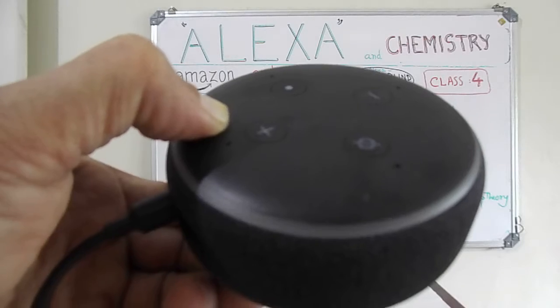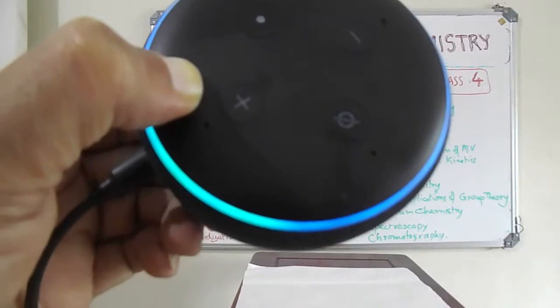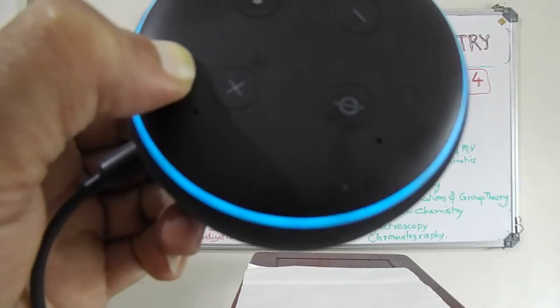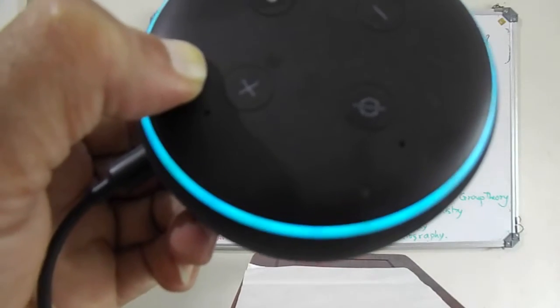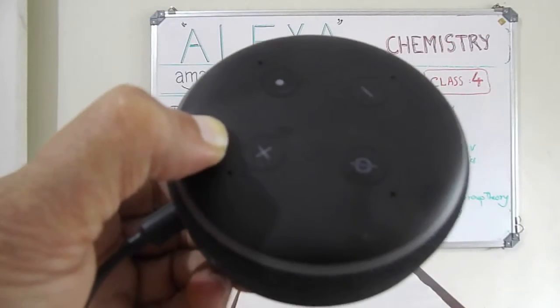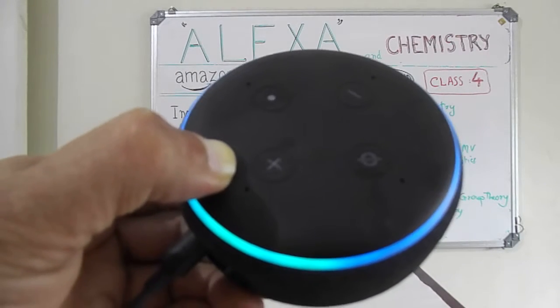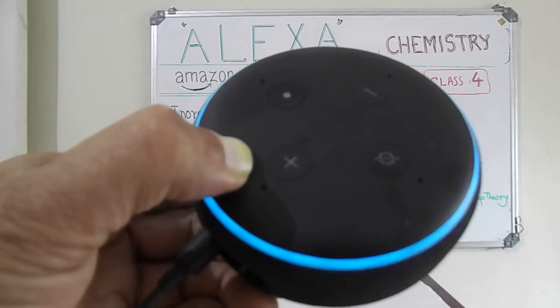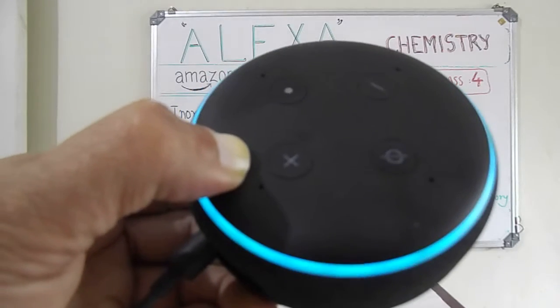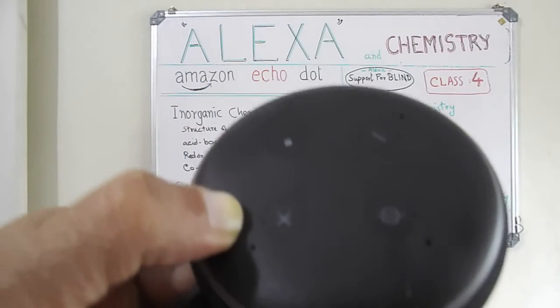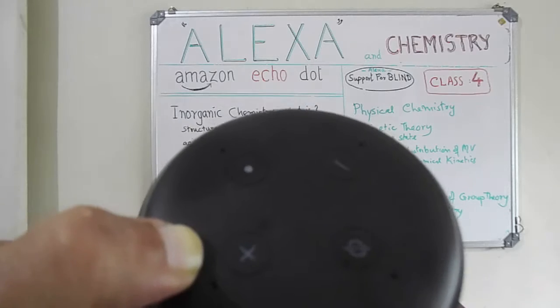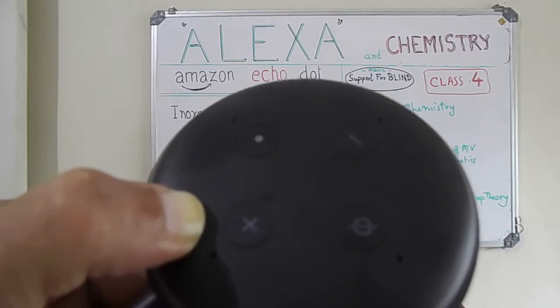Now let us begin. Alexa, are you ready? I am ready to rock and roll to the beat of the dhol. Okay. Once again, Alexa, are you ready now? I am ready to rock and roll to the beat of the dhol. Okay. Thank you. We'll enter the world of chemistry.